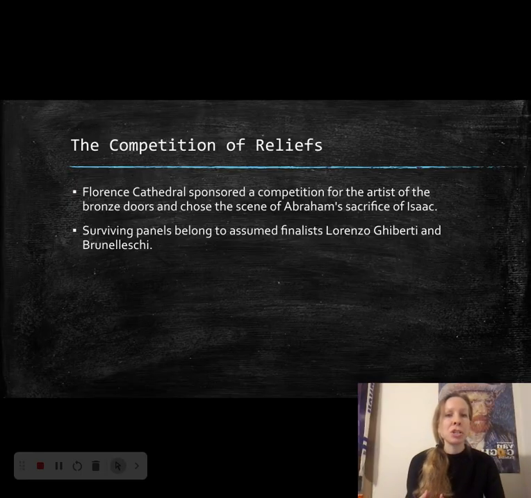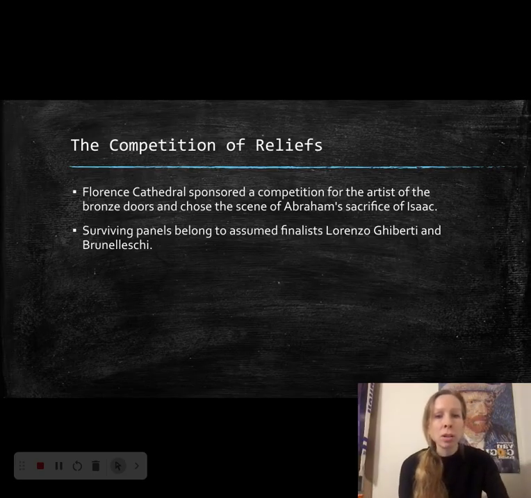So the competition of reliefs. The Florence Cathedral sponsored a competition for the artists of the bronze doors and chose the scene of Abraham's sacrifice of Isaac. So surviving panels belong to assumed finalists, Lorenzo Ghiberti and Brunelleschi.